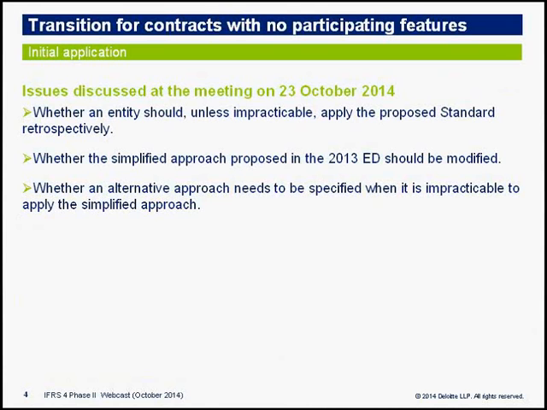But going back to last week's discussion, 3 issues were discussed. First of all, whether an entity should, unless impracticable, apply the standard retrospectively. Second, whether the simplified approach proposed last year should be modified. And thirdly, whether there should be an alternative approach in the event that both the full restatement and the simplified approach restatement become impracticable in the restatement activity of an insurance company.